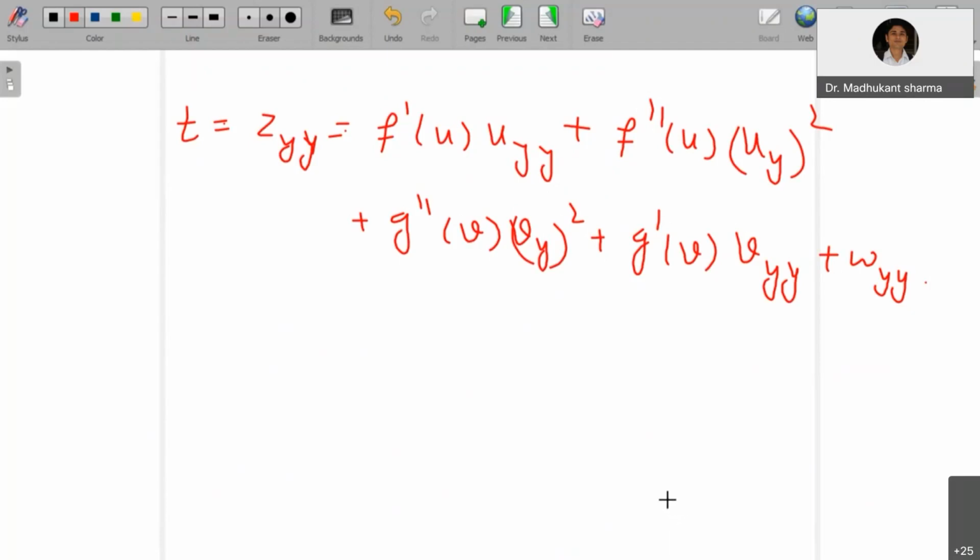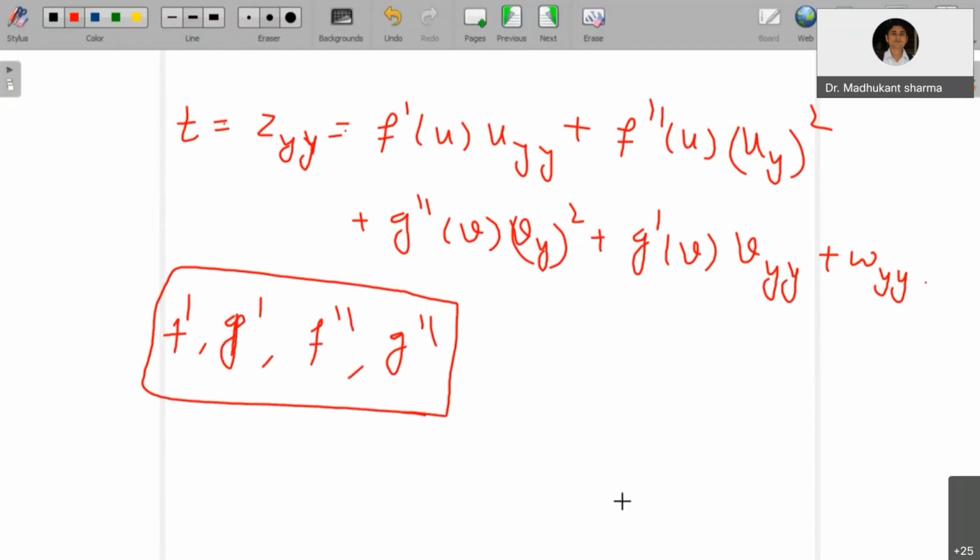So you have five equations in four unknowns: F dash, G dash, F double dash, and G double dash. So four unknowns mean arbitrary functions, and you are interested in a non-trivial solution, obviously. So you will see the coefficient matrix should not be invertible. Okay, so you arrange all the coefficients, what you will get is the following.